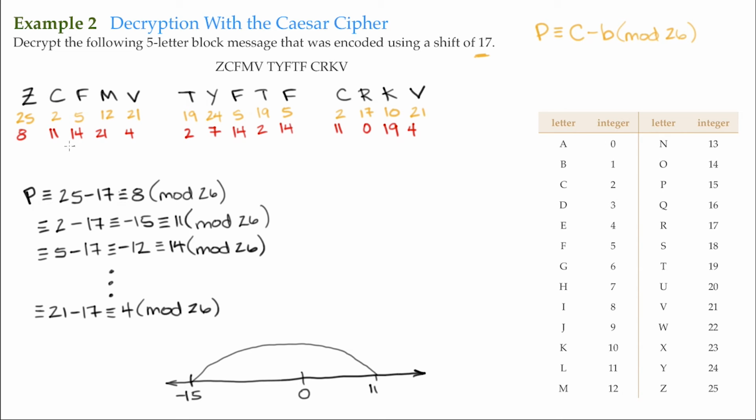So once we have decrypted all the numbers here, we go ahead and we fill in the plain text. So 8, here's 8 down here. That's I. 11, that's L. 14, that's O. And we do that for each one of these.